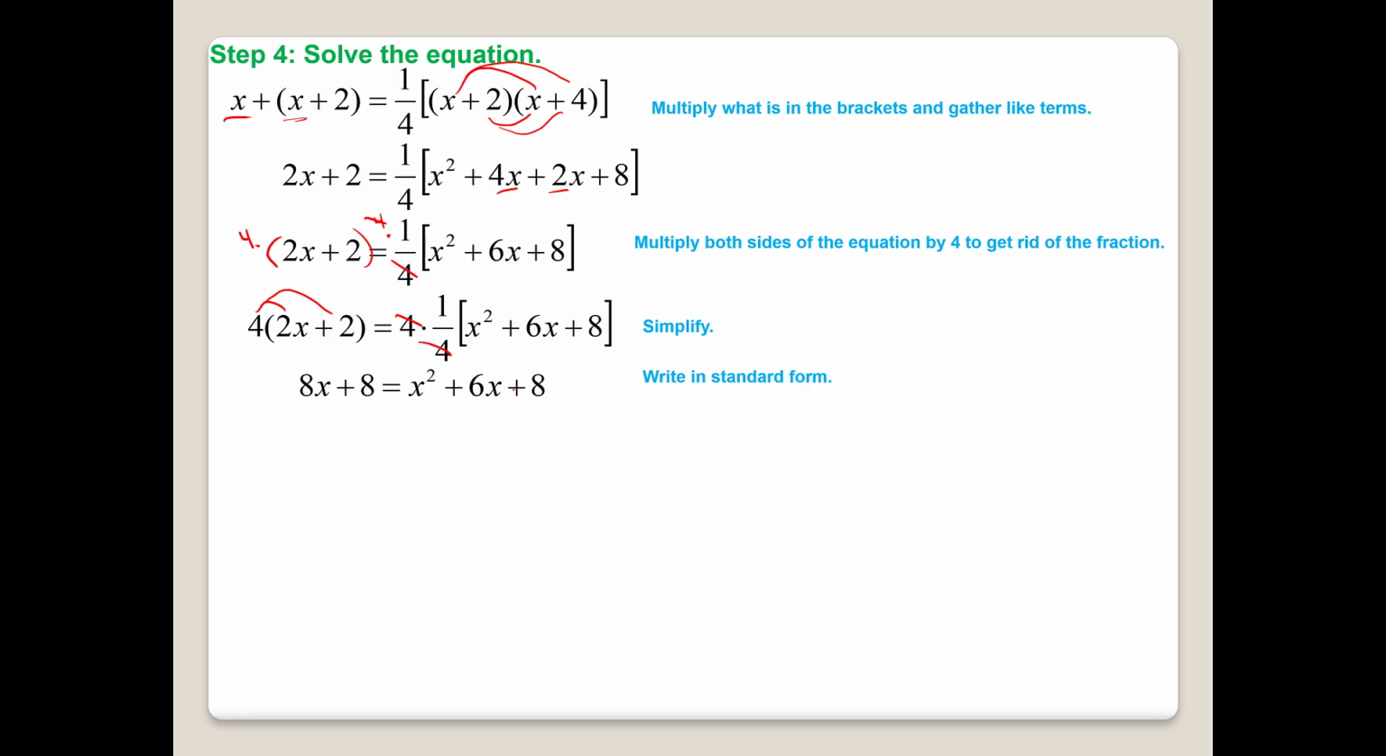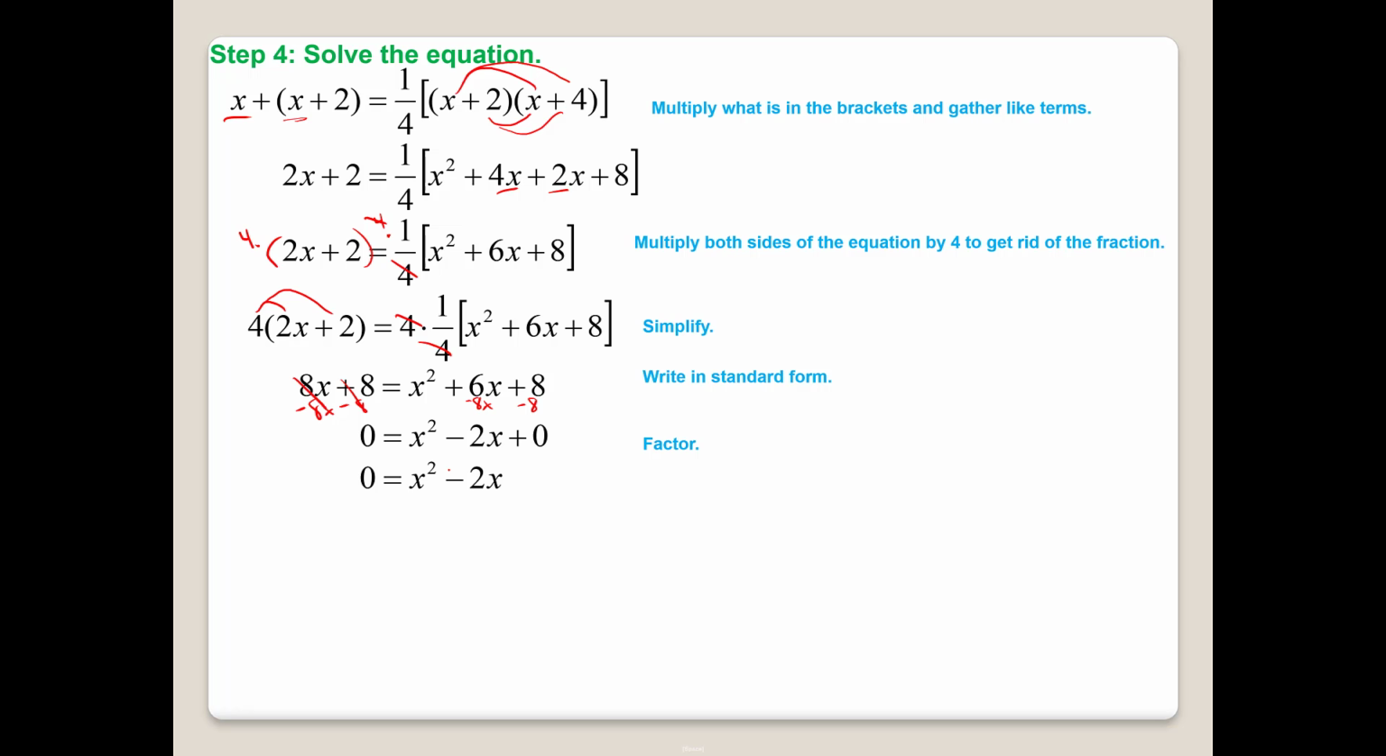So now we need to write standard form. So we need to make 0 equals ax squared plus bx plus c. So with that, we're going to say we subtract 8x from both sides, and then we're going to subtract 8 from both sides. So the 8x goes away, and our 8 goes away over here, left with 0. X squared doesn't happen. 6x minus 8x would be negative 2x. And 8 minus 8 gives us 0. So therefore, we're left with x squared minus 2x equals 0.